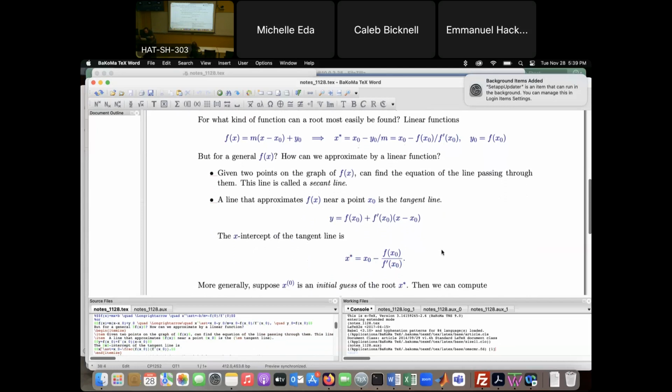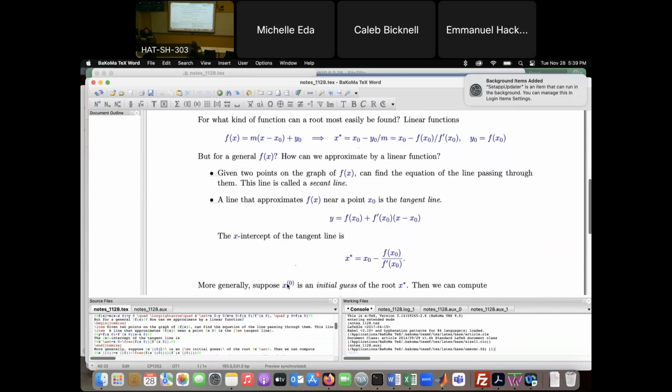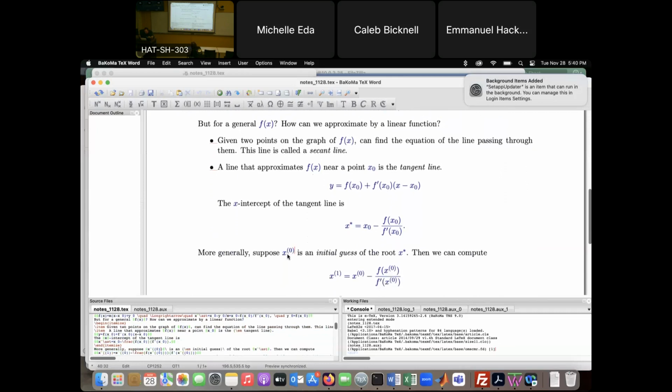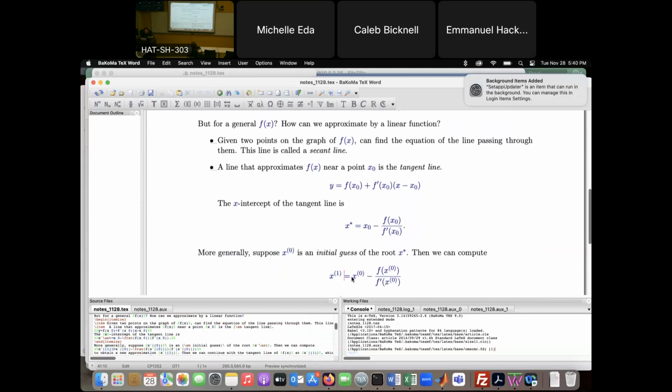So now what I could do is organize an iteration around this concept. Let's suppose I have some initial guess, I'll call it x superscript 0. I use that initial guess and compute the x-intercept of a tangent line of f at my initial guess. Once I have an x-intercept, I take it to be a new guess of a root, presumably a better one.